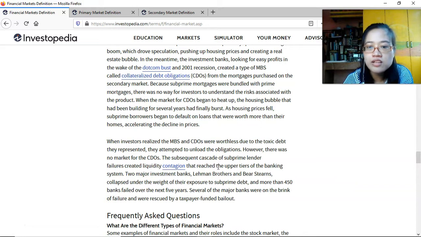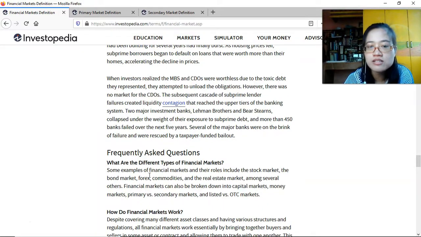The subsequent cascade of subprime lender failures created liquidity contagion that reached the upper tiers of the banking system. Two major investment banks, Lehman Brothers and Bear Stearns, collapsed under the weight of their exposure to subprime debt, and more than 450 banks failed over the next 5 years. Several of the major banks were on the brink of failure and were rescued by a taxpayer-funded bailout because they were considered too big to fail.